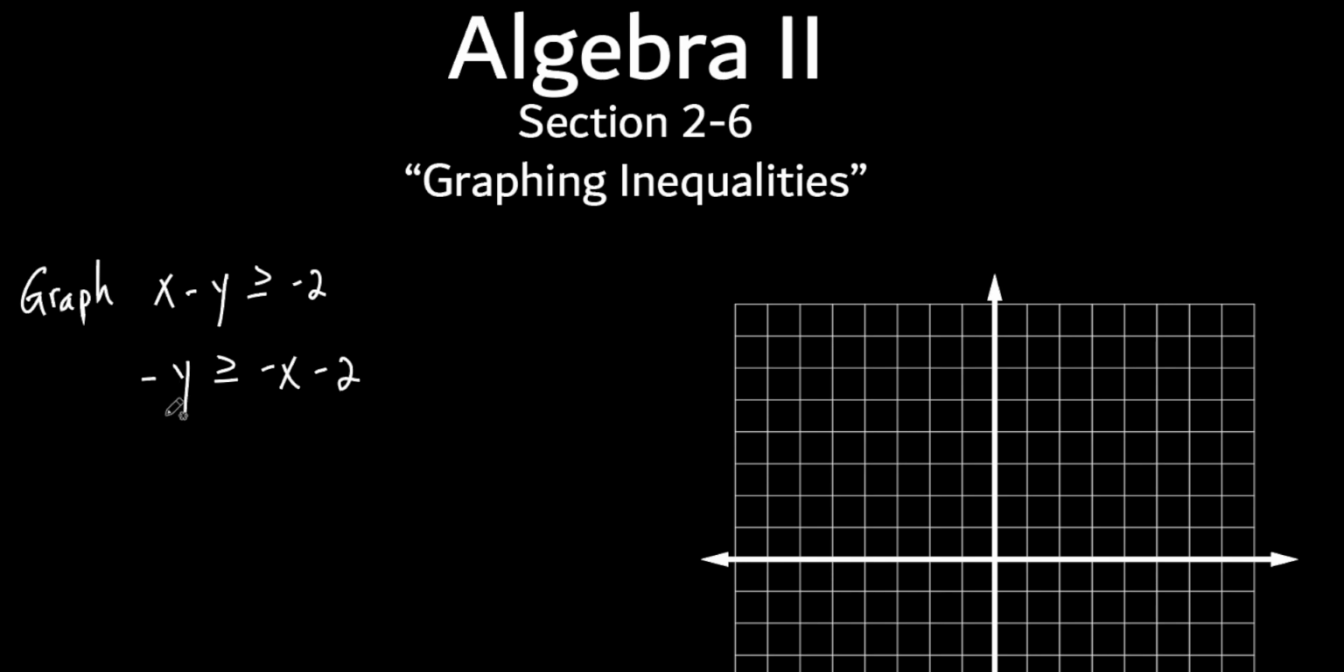Divide by -1, right. So if I divide this by -1, I get a positive y. Now, I'm dividing by a negative. What did we just say a minute ago? You have to change the inequality. That's right. So I have to change from greater than or equal to, to less than or equal to.